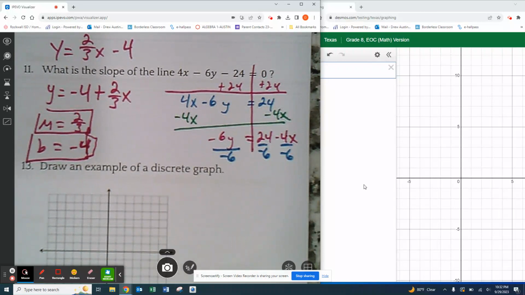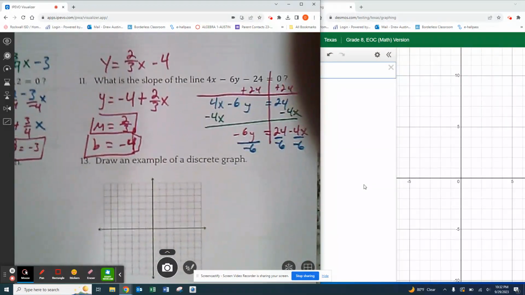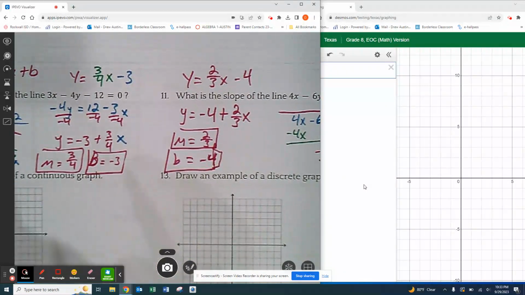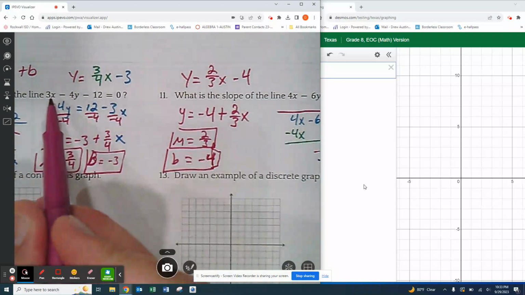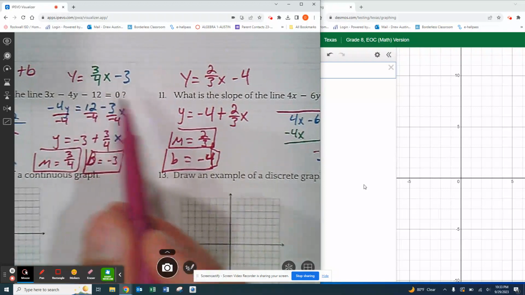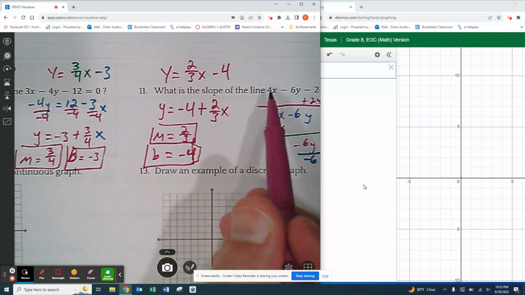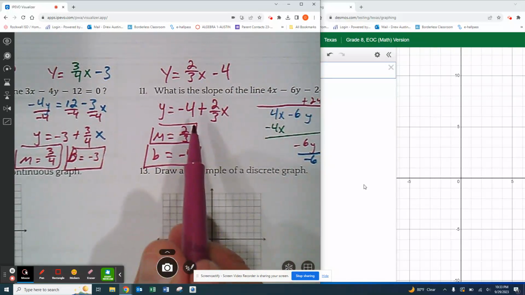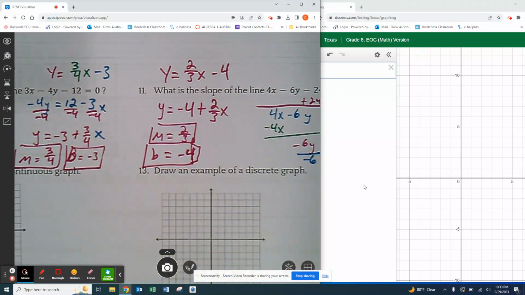And if you notice something, I kind of want to highlight something about both of these problems. Your slope in this case is 3/4. Your x value has a 3, your y value has a 4. And over here, your slope is 2/3. Your x value was 4, your y value was 6, which reduces down to 2/3. That's not a coincidence. That's very normal.